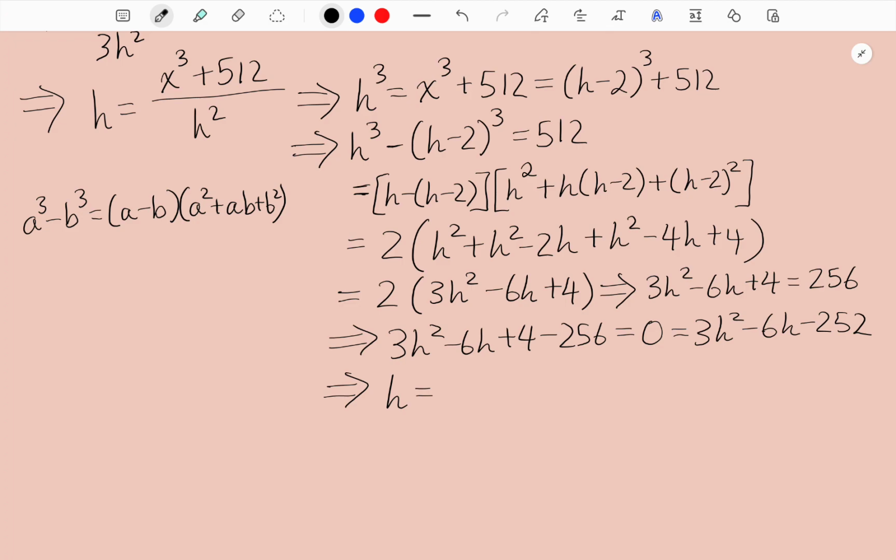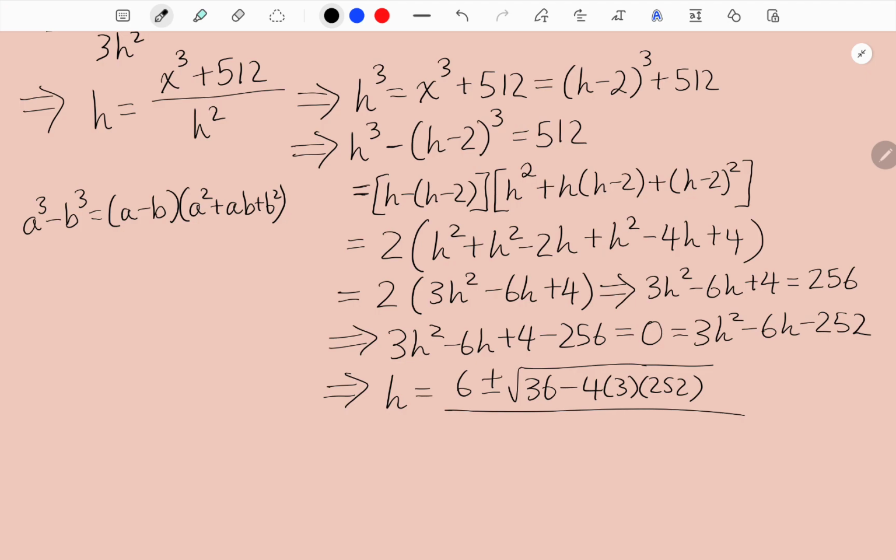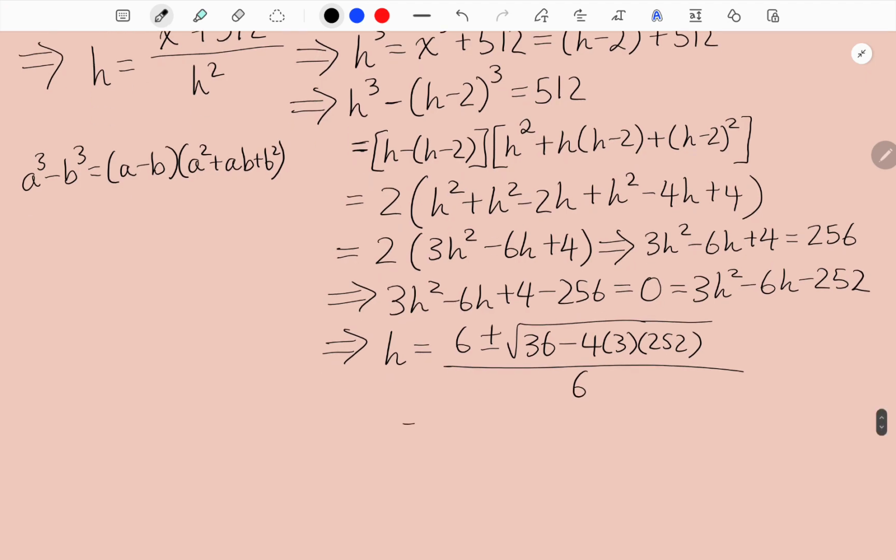So h is equal to negative b, which is negative 6, so positive 6, plus or minus the square root of b squared, so negative 6 squared is 36, minus 4 times a, which is 3, times c, which is 252, all over 2a, so 2 times 3 is 6. And that is equal to 6 plus or minus the square root of, oops, this should be negative 252. That's the c value.